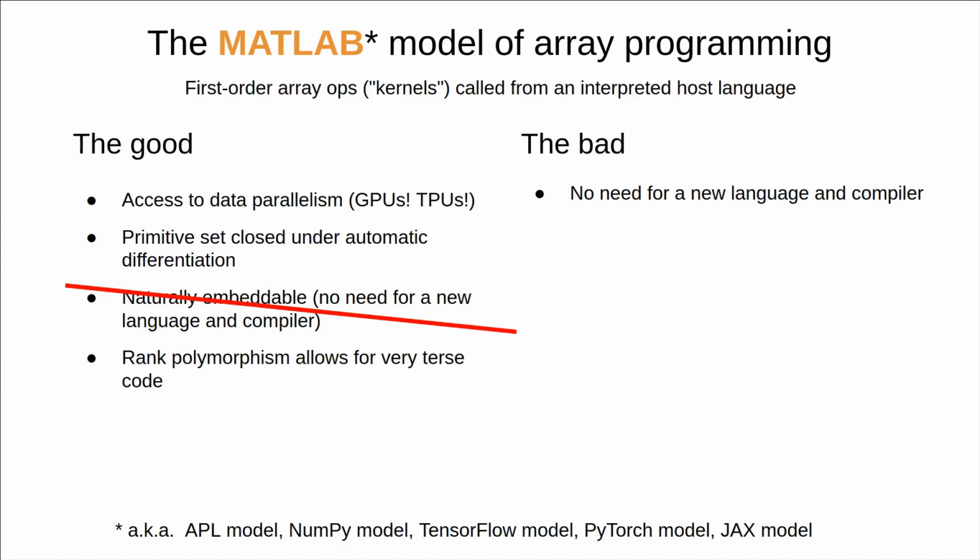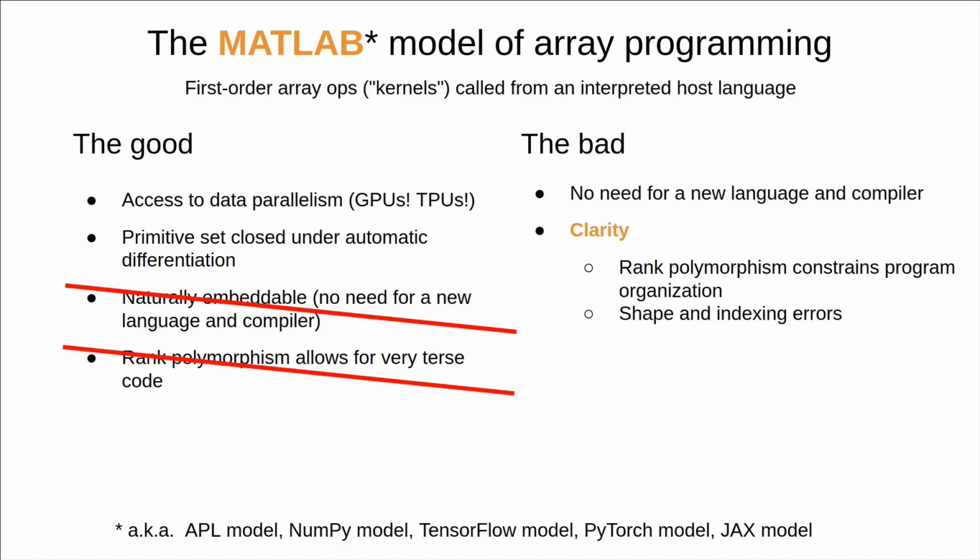This is going to be a controversial opinion, but I actually see rank polymorphism as more of a bug than a feature. You're forced to have it in an implementation of the MATLAB model because it's the only way to express a map. You don't have a map combinator at the top level. But it actually forces users to organize code in an unnatural way. You have to carry around batch dimensions everywhere. You've got to push all your loops to the inside.